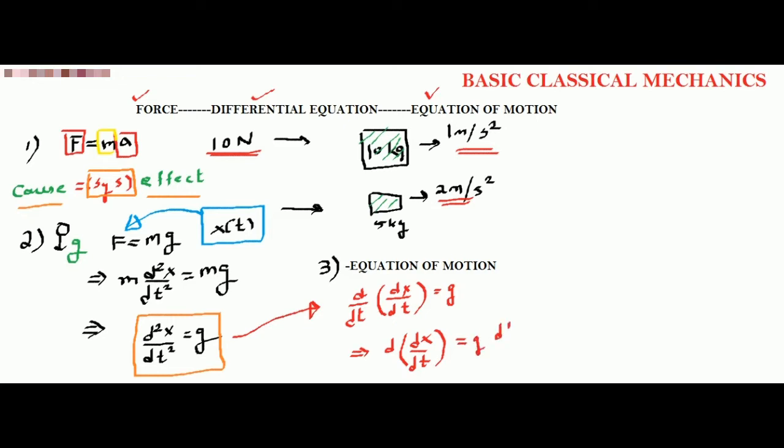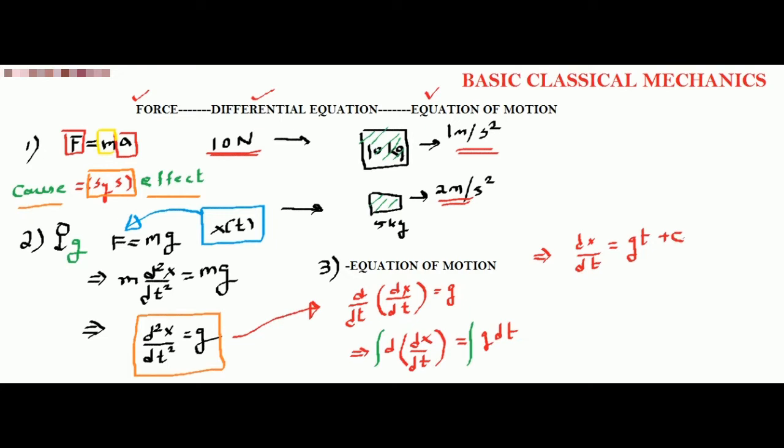Okay, so once you have placed everything, now what you do is integrate both sides. So when you integrate both sides, what do you get? On this side you'll get dx by dt only, because the integration will cancel the d part. And of course g is constant, so it will come outside of the integration, and there will be an integration of dt, so that is t plus some constant c.